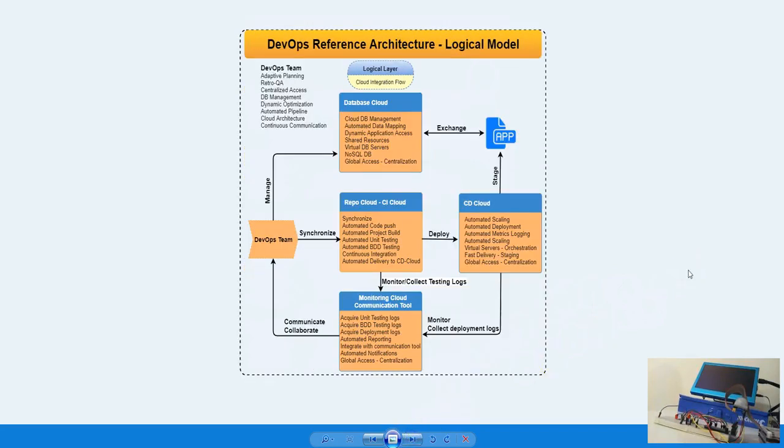The logical model of DevOps Reference Architecture is composed of many clouds: the database cloud, repository and continuous integration cloud, monitoring and communication cloud, continuous deployment cloud. The DevOps team will be able to monitor and see throughout the pipeline all the steps of the application deployment and monitor all the logs of the testing, building and deployment.